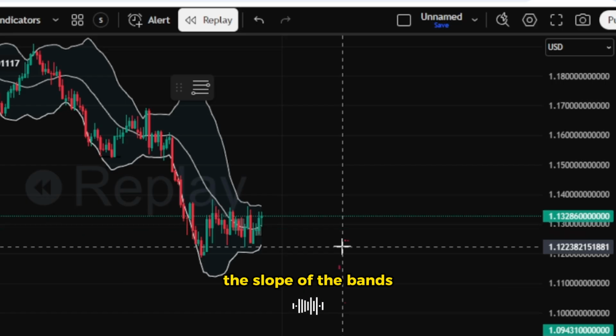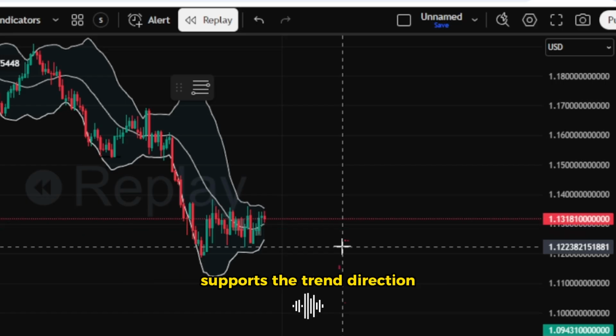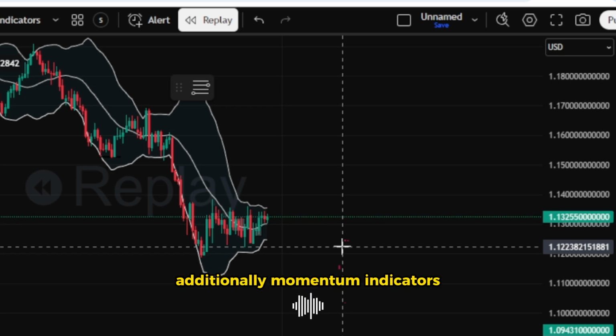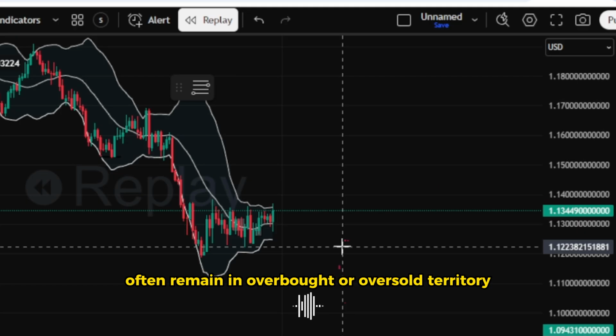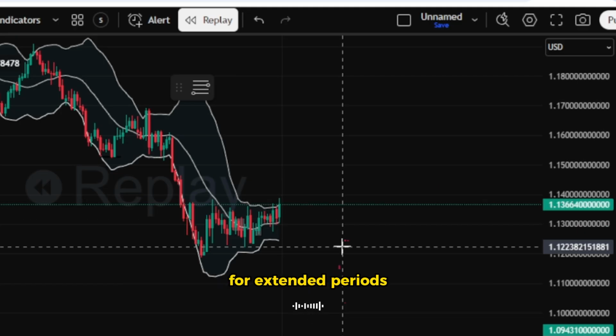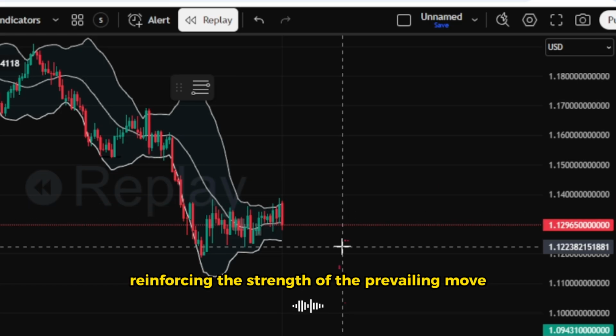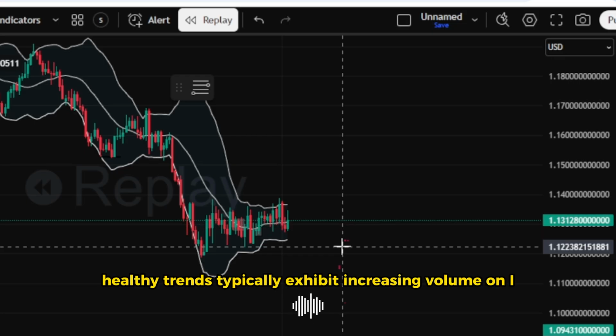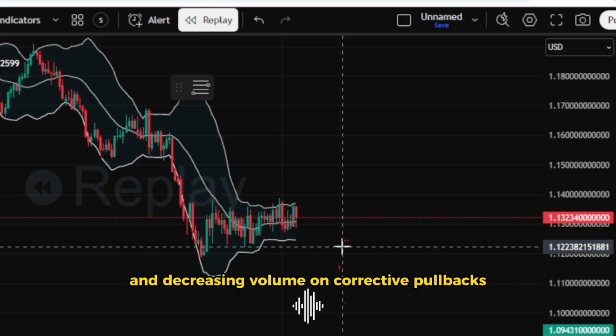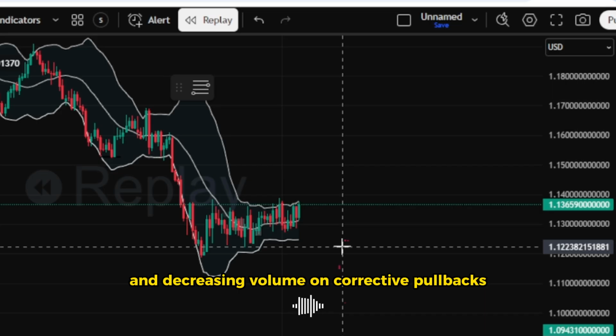The slope of the bands, particularly the middle moving average, supports the trend direction. Additionally, momentum indicators such as the relative strength index often remain in overbought or oversold territory for extended periods, reinforcing the strength of the prevailing move. Volume analysis also provides valuable confirmation. Healthy trends typically exhibit increasing volume on impulsive moves and decreasing volume on corrective pullbacks.